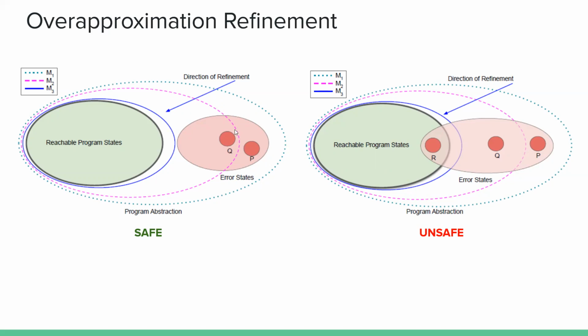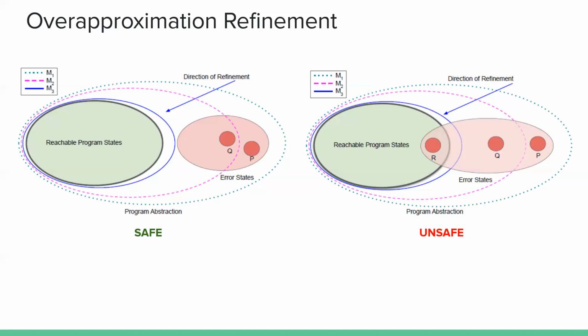Again in M2, we see that another error state is reachable, which is Q. So we rule out this error state as well and we arrive at M3. Now, M3 is an over-approximation of the original program. Therefore, all states that are reachable in the original program are reachable in the over-approximated model as well.